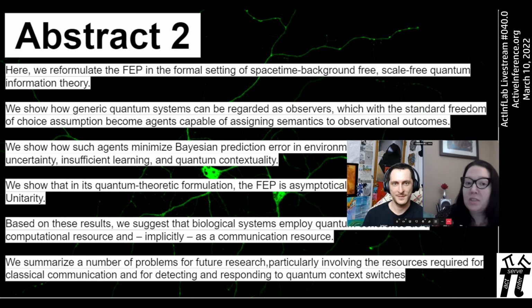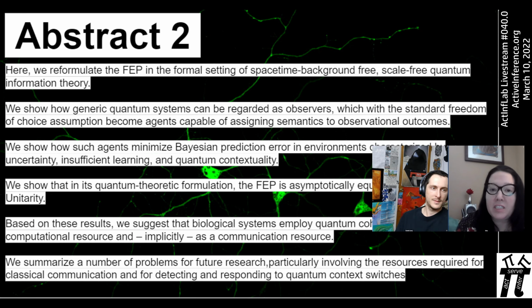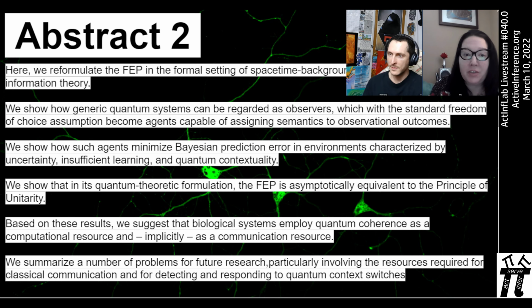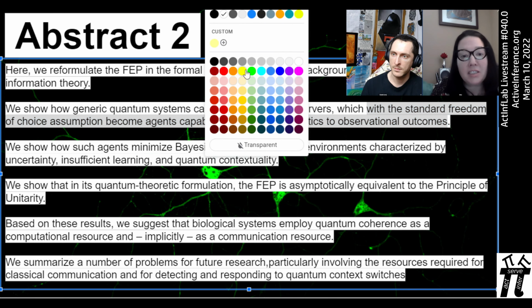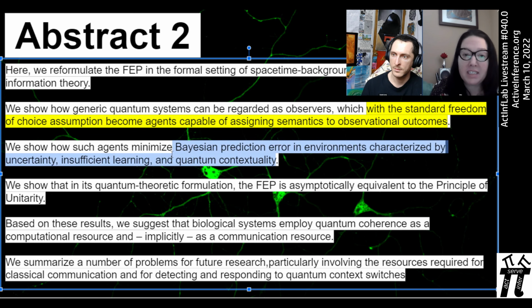So here we reformulate the FEP in the formal setting of space-time background-free, scale-free quantum information theory. We show how generic quantum systems can be regarded as observers, which with the standard freedom of choice assumption become agents capable of assigning semantics to observational outcomes. We show how such agents minimize Bayesian prediction error in environments characterized by uncertainty, insufficient learning, and quantum contextuality. We show that in its quantum theoretic formulation, the FEP is asymptotically equivalent to the principle of unitarity.